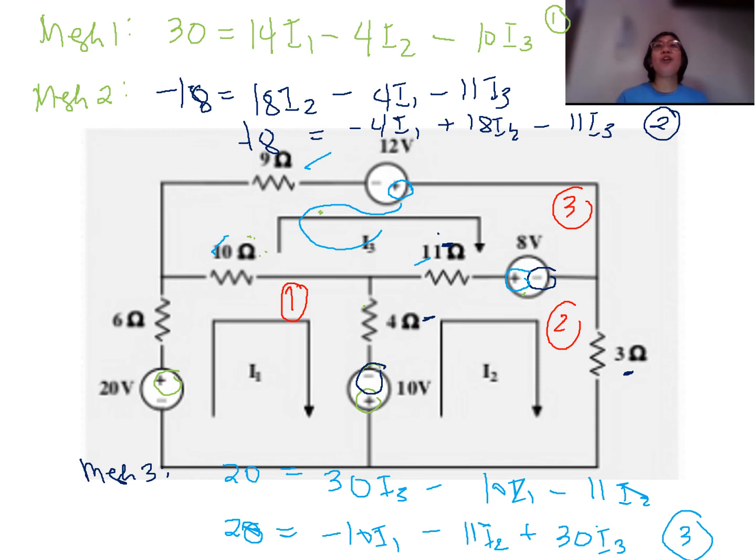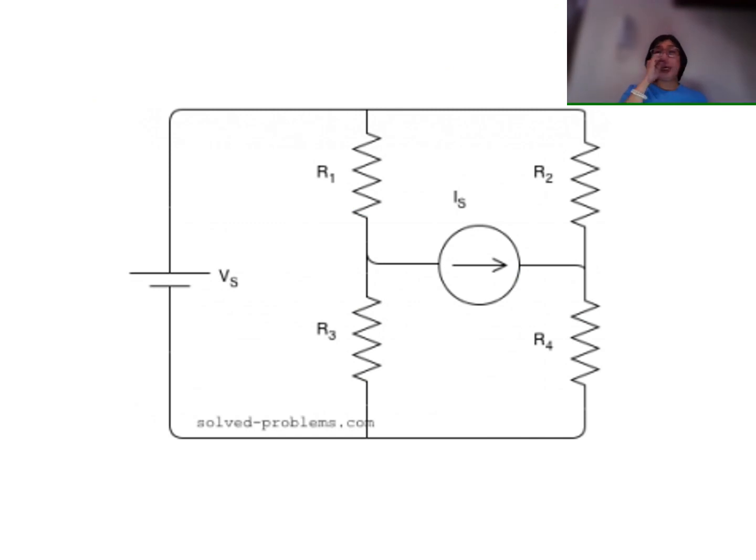So the important part here, class, is that you know how to create your mesh equations, because once your mesh equations are correct, the probability of getting a correct answer is very, very high. But if only one equation here is wrong, it is impossible for you to get the correct answer. So the first thing that I will be checking here are your equations. Because if your equations are wrong, I will no longer continue checking your paper, because automatically your answers are already considered wrong.